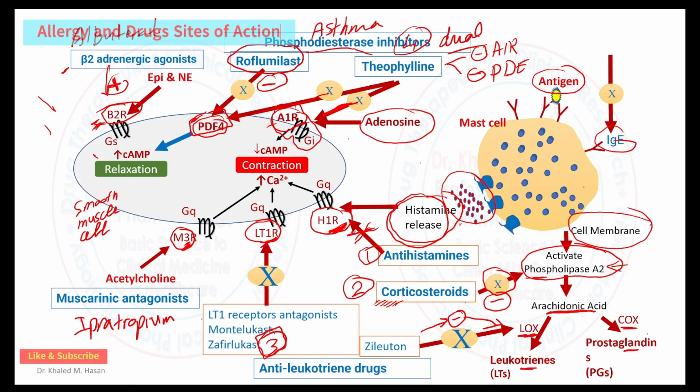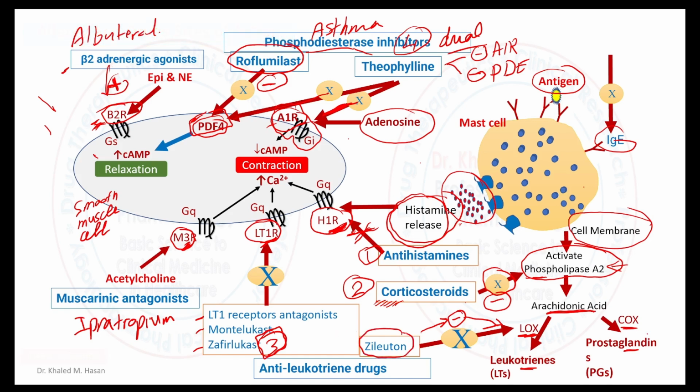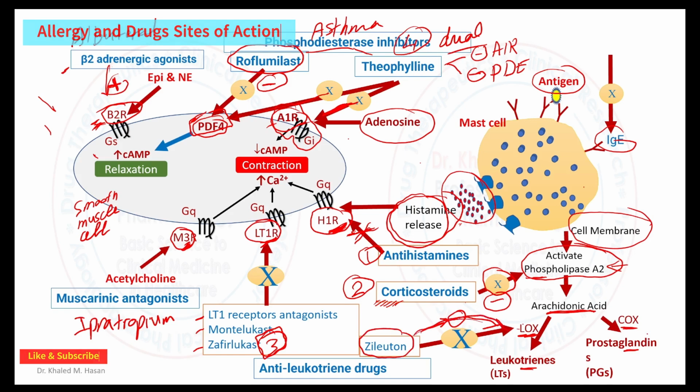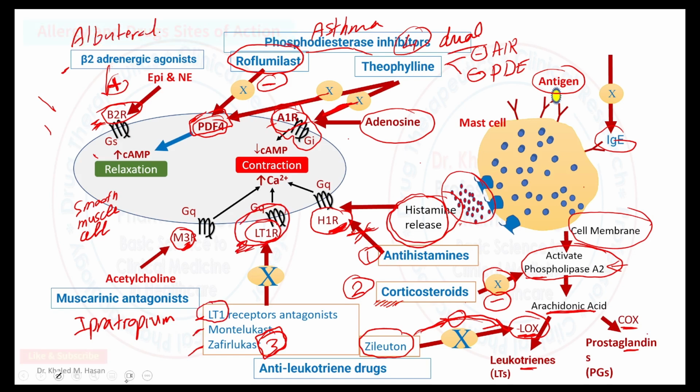As you can see, we have the leukotriene receptor antagonists, montelukast and zafirlukast. For anti-leukotriene drugs, we have two groups. The first group is zileuton, which inhibits lipooxygenase. The next group blocks the leukotriene receptor, and we have montelukast and zafirlukast. All these medications will be covered in the next coming slides.